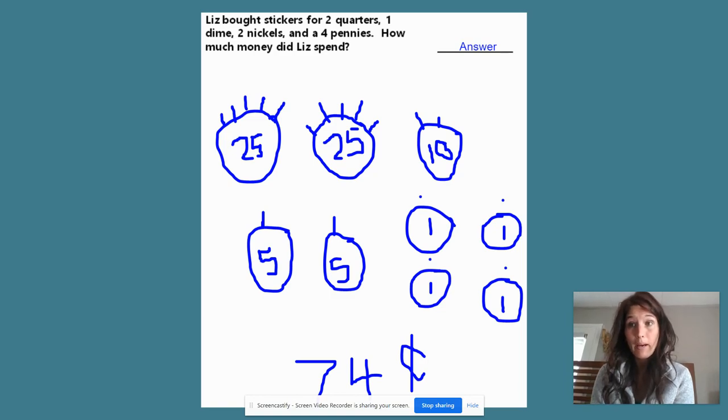That would be a whole lot of money. Big difference between $74 and 74 cents. Okay, so I hope this helped. You've got some practice and then an assessment. Remember, do the assessment on your own so that I know what you know.